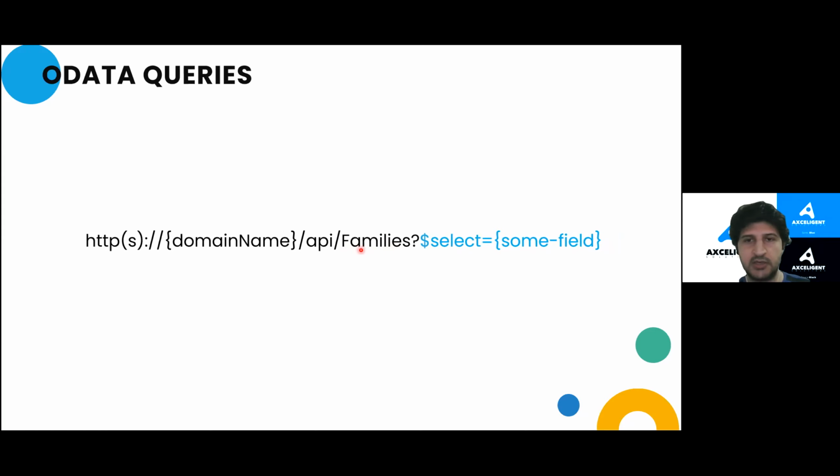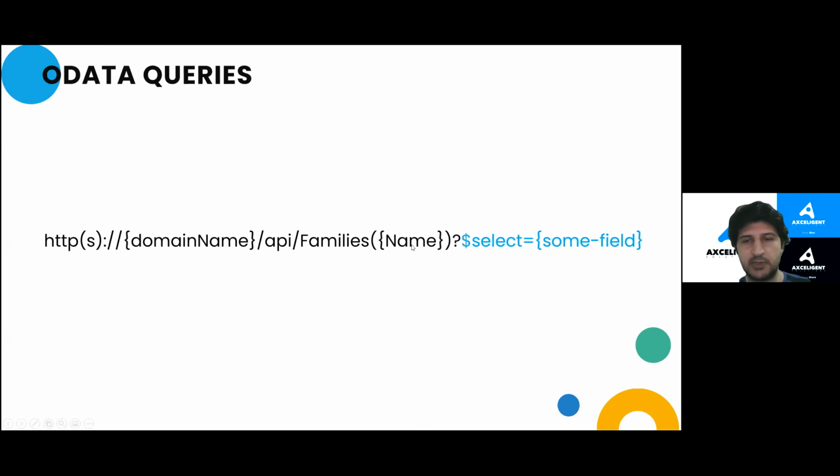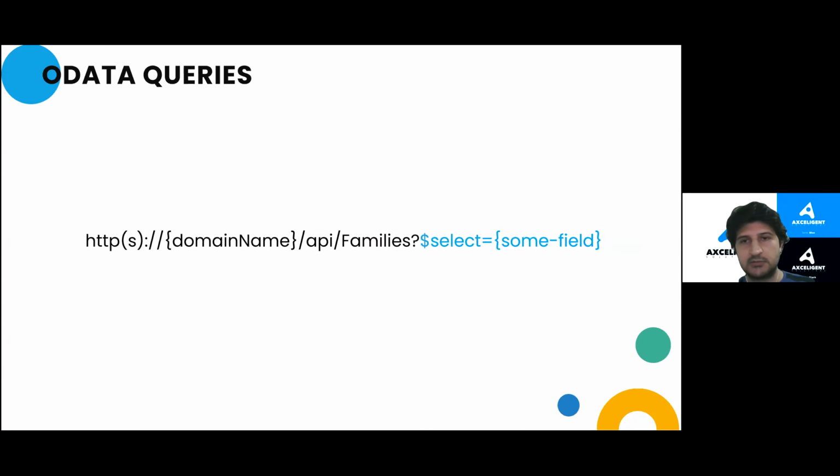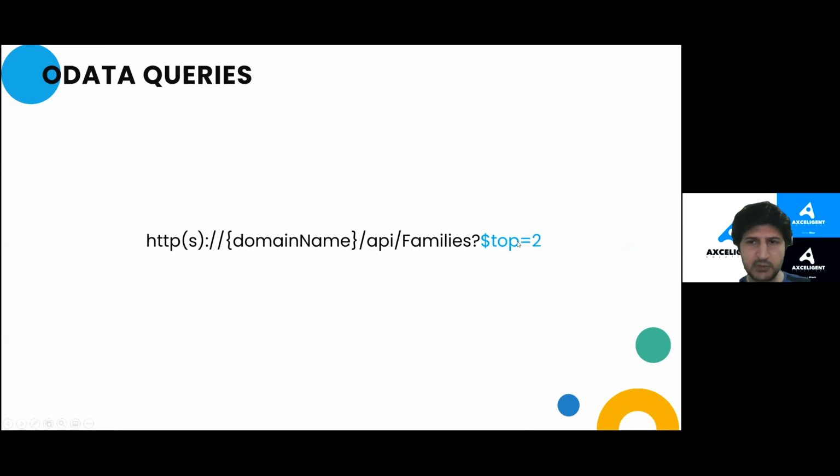So, I have a list of families. I can fetch the information and select some fields, and that selection applies to every one of those families. Or if I have one, it's going to apply to only one. So the magic is to use $select. This $select is going to apply there. Then if you want to get, for example, the top 2 of the things, you just say $top equal to 2, and it's going to be 2.